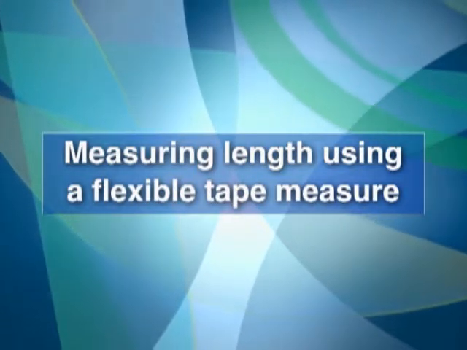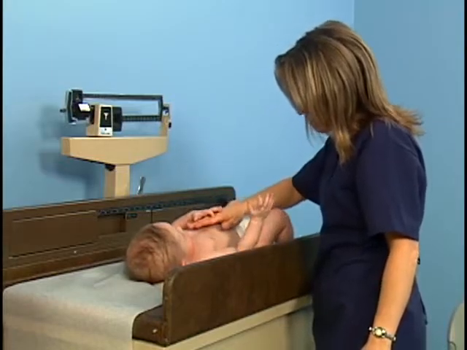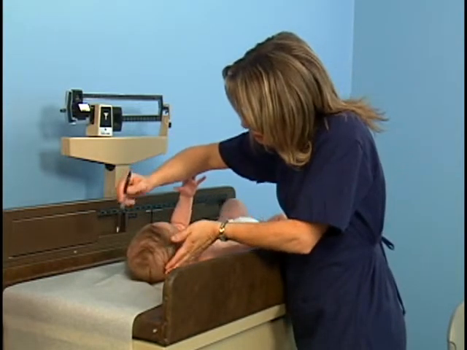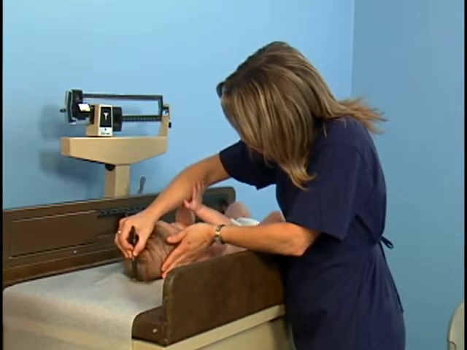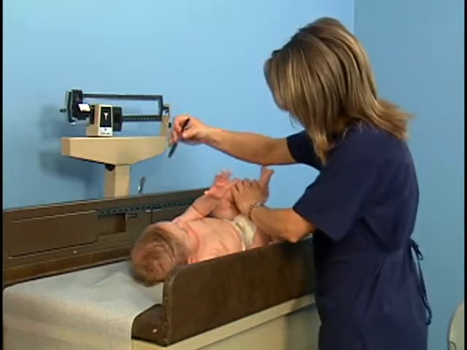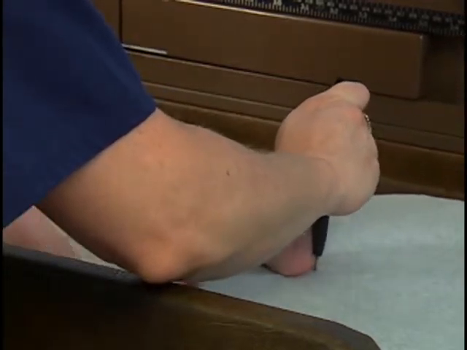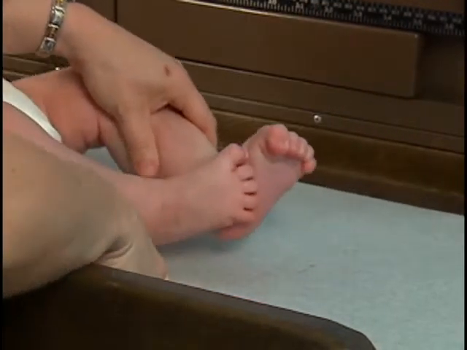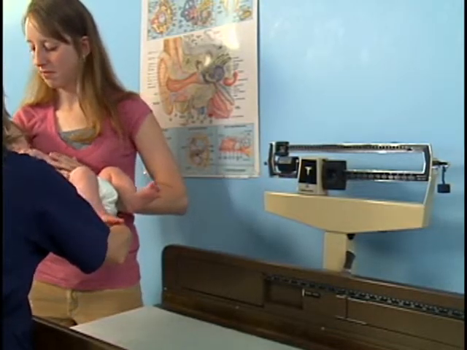The length of an infant can also be measured using a flexible tape measure. First, position the infant in a supine position on the examining table. Using a pen, mark a line on the paper protector at the vertex of the infant's head. Then straighten the infant's knees and mark another line on the paper at the sole of the infant's foot. Gently remove the infant from the table and hand him to his parent.